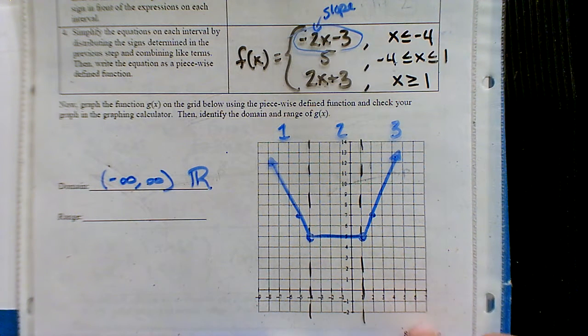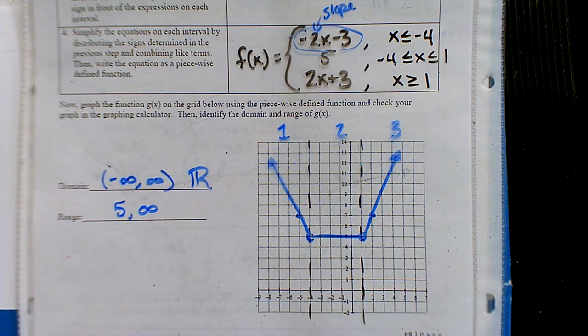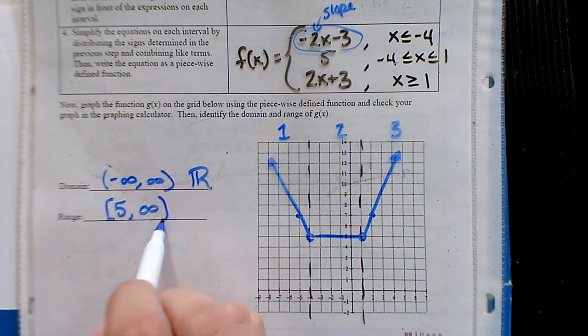Alright, what about the range? Tracing low to high? 5 to infinity. Okay, what about brackets or parentheses? Bracket on 5, parenthesis on infinity. We doing okay?